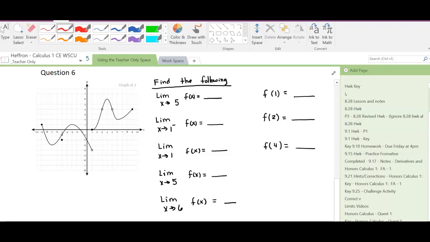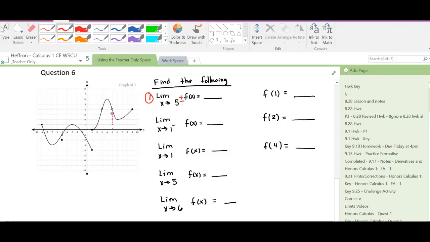So this question we'll get to about everything when we think about one and two-sided limits. This first one asks the limit as x approaches 5. So that by definition means plus and minus. What happens on either side of 5?